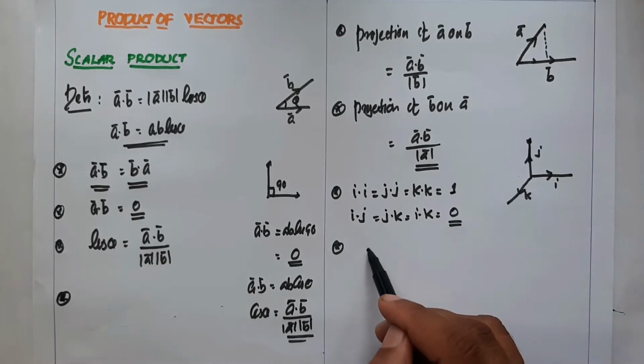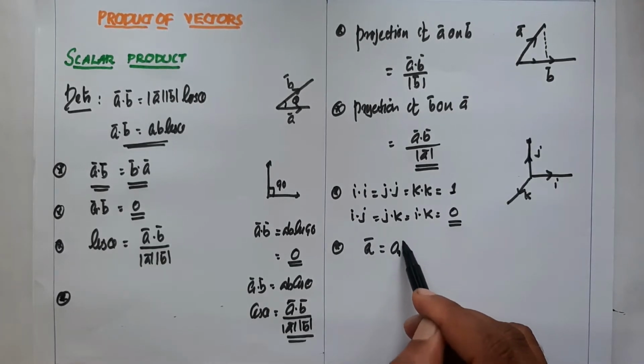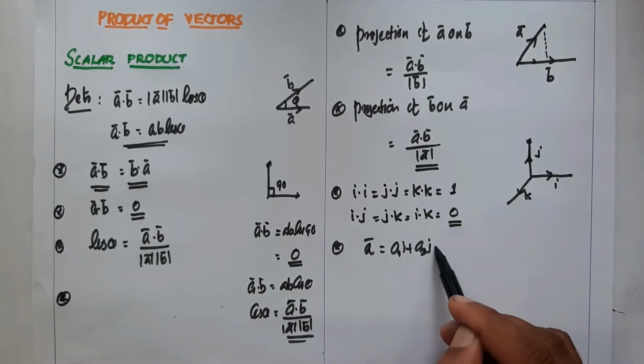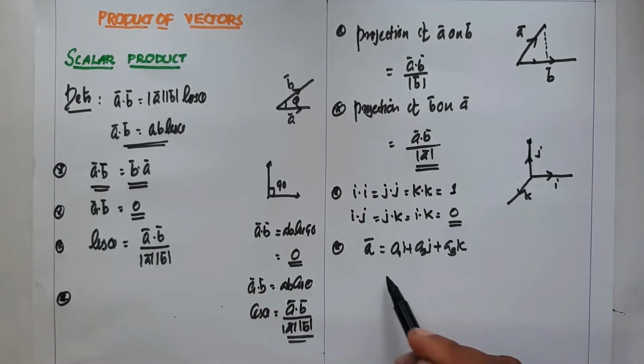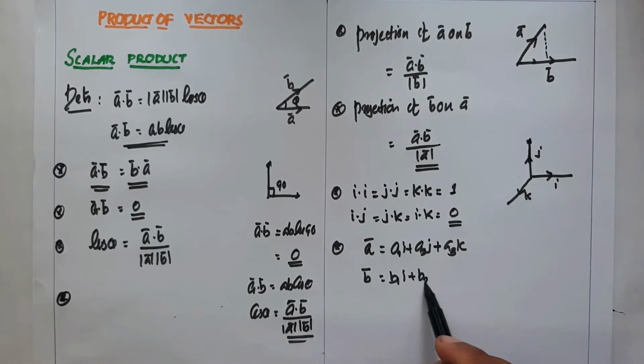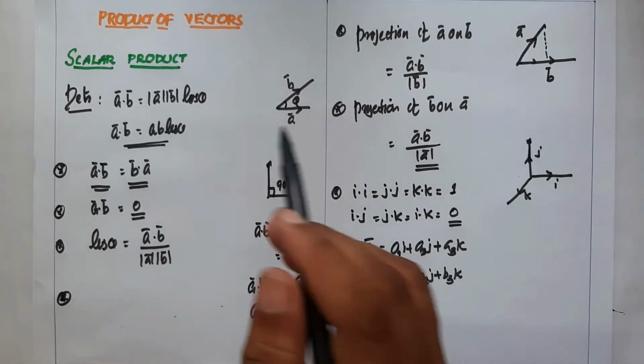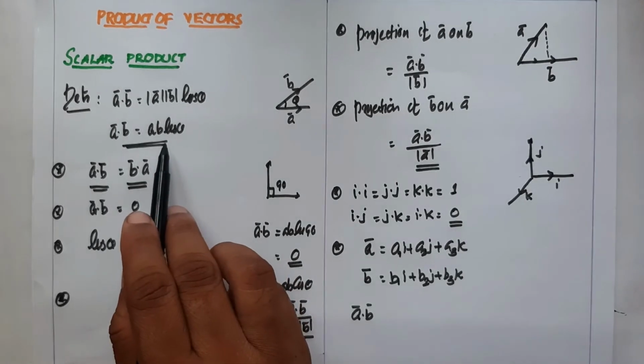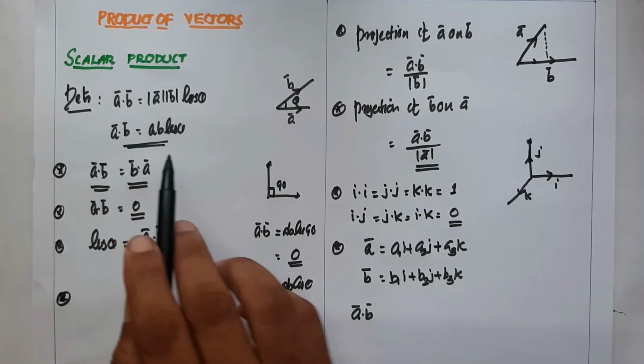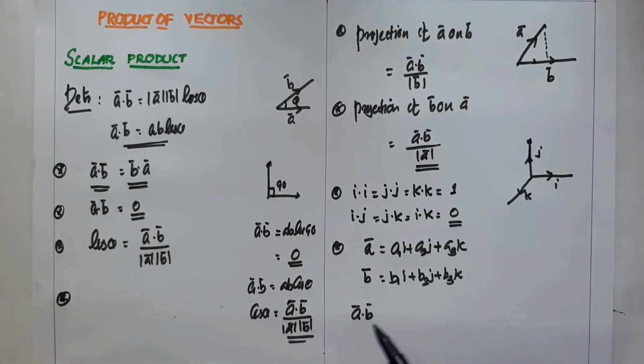Now we define two vectors. Vector A is equal to A1 i plus A2 j plus A3 k, and vector B is equal to B1 i plus B2 j plus B3 k. Now we find A dot B. Using the earlier formula, theta is necessary, but in this case we directly find the dot product of the vectors.